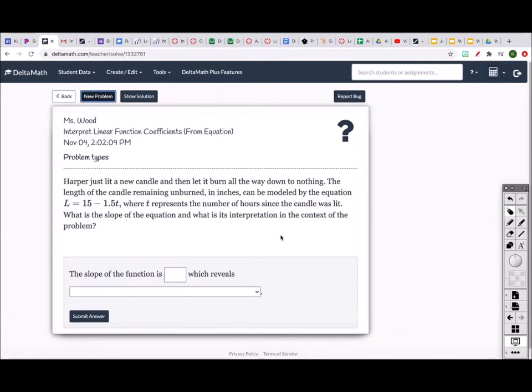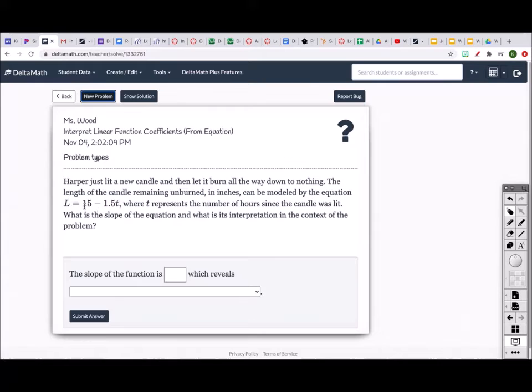So again, let's see another problem very quickly. I don't look at this. I simply look at the equation. And remember, the number that's with the variable is the slope. So which number is with the variable? The negative 1.5. The other number is the b, where it starts. So this particular equation starts at 15 and goes down 1.5 every t.